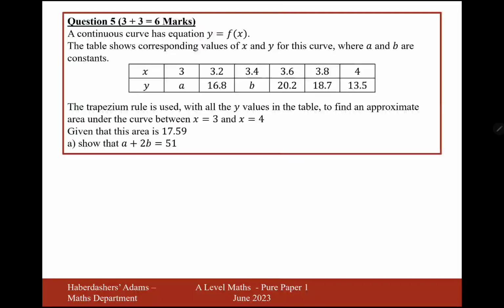A continuous curve has function y equals f of x. The table shows corresponding values of x and y for this curve where a and b are constants. The trapezium rule is used with the y values in the table to find an approximate area for the curve between x equals 3 and x equals 4. Given that the area is 17.59, show that a plus 2b is 51.